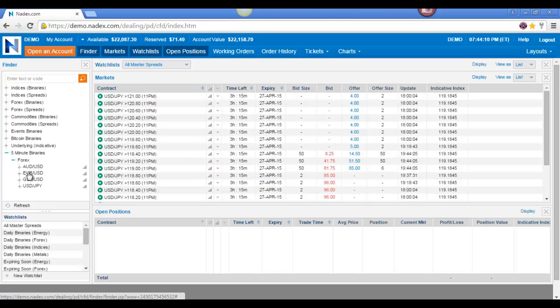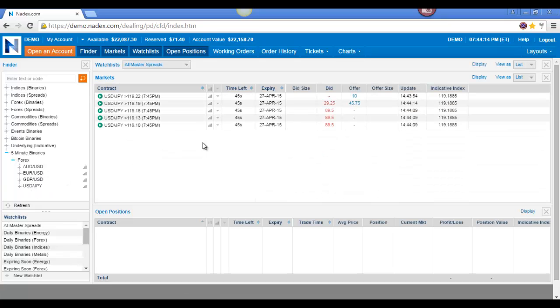All right, we've got four different FX pairs. Let's just go to the dollar-yen here real quick. On the five-minute binaries, you have five strikes available. You see them here? One, two, three, four, five. And they are three ticks wide. What do I mean by that? This binary contract here is at 119.10. This one's at 119.13, 119.16, 119.20. They're three ticks wide, okay? So you got five different strikes, three ticks wide.